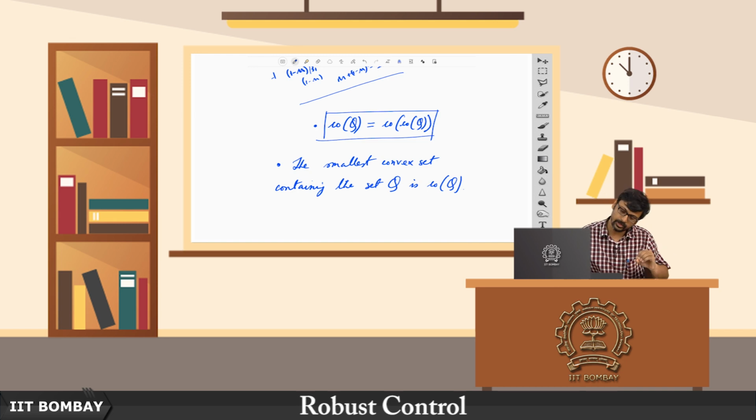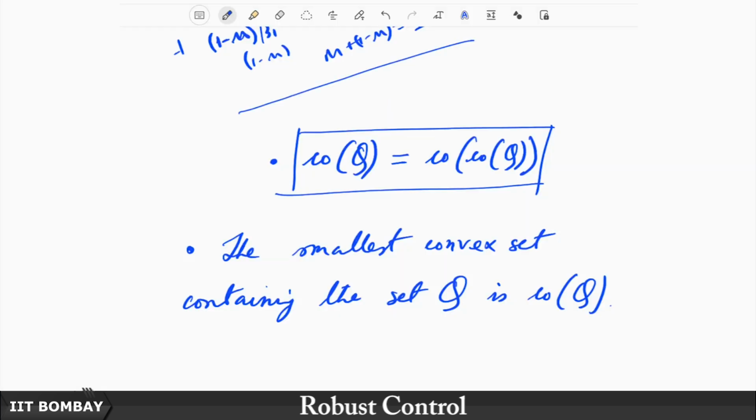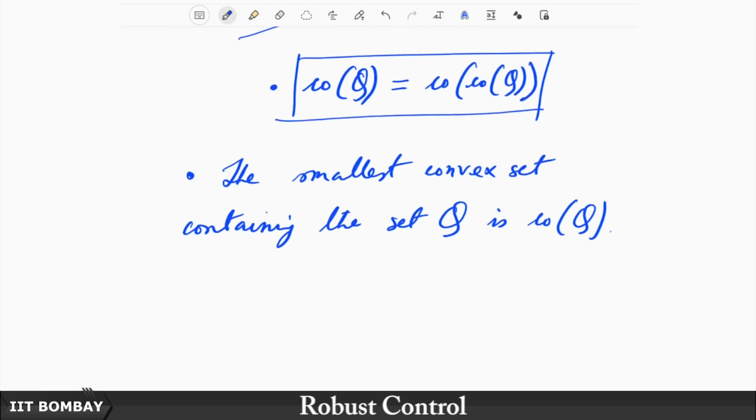So from the fact that if you take the convex hull of a set and then you take the convex hull of that convex hull, you will get back the same, it's basically the same as the convex set. In other words, you take a convex set and you take its convex hull, you will get the same convex set, right. So that is what this is essentially implying, okay.